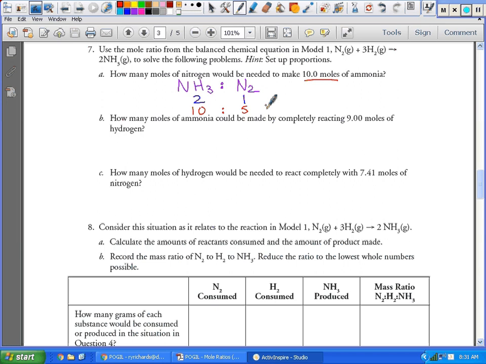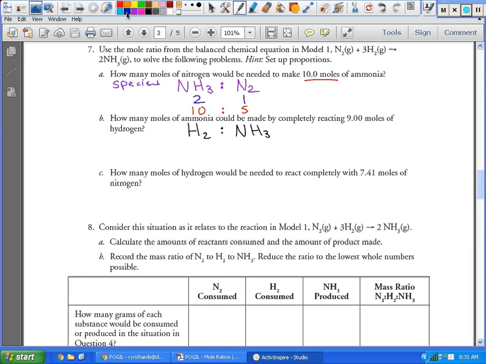Okay. How many moles of ammonia could be made by completely reacting 9 moles of hydrogen? All right. So we're going from hydrogen to what? Ammonia, NH3. As a matter of fact, I'm going to come back up here for just a second. These are the species, and just accept that word for what it's worth. These are the coefficients. And these are the ratios.